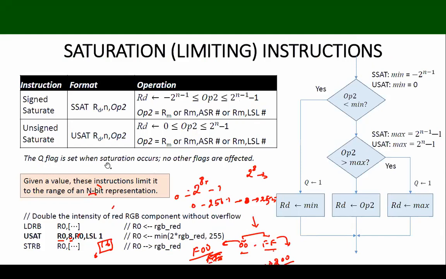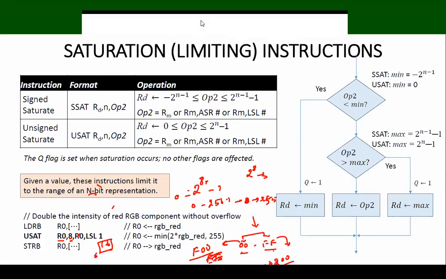The Q flag is set when saturation occurs and no other flags are affected. This is one of the specialities of saturation: only the Q flag is affected. You cannot find the other flags like negative, carry, overflow changing. All those flags are not affected, only the Q flag is affected.